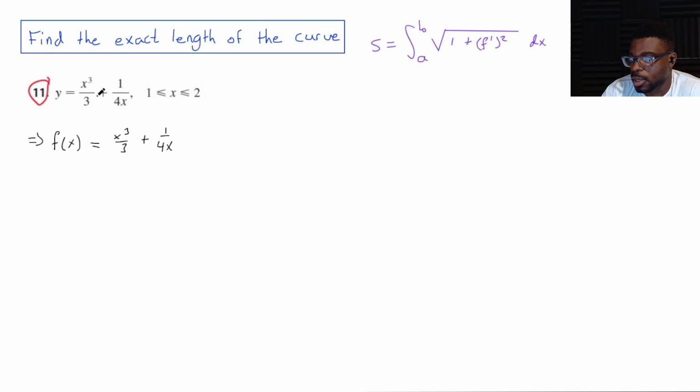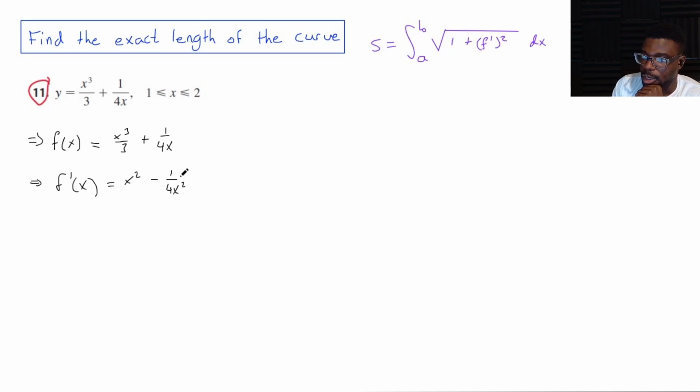Okay, so now what we want to do is take the derivative. So f prime of x is going to be x squared divided by, well, the 3 in the exponent is going to cancel out with the 3 in the denominator. So we're just going to have x squared here. And the derivative of 1 over 4x is going to come out to be negative 1 divided by 4x squared.